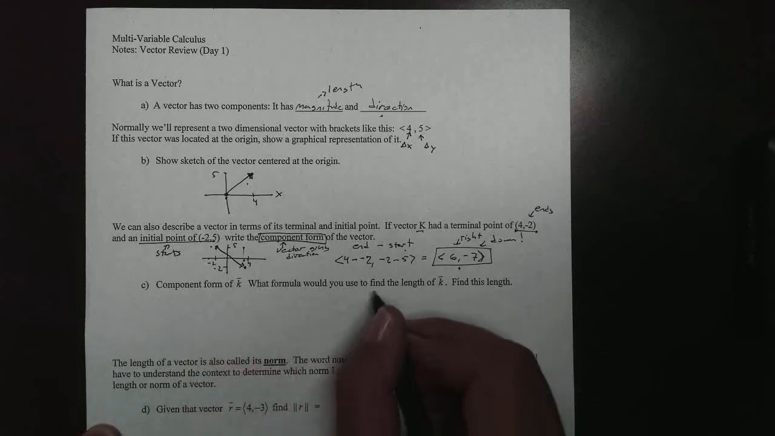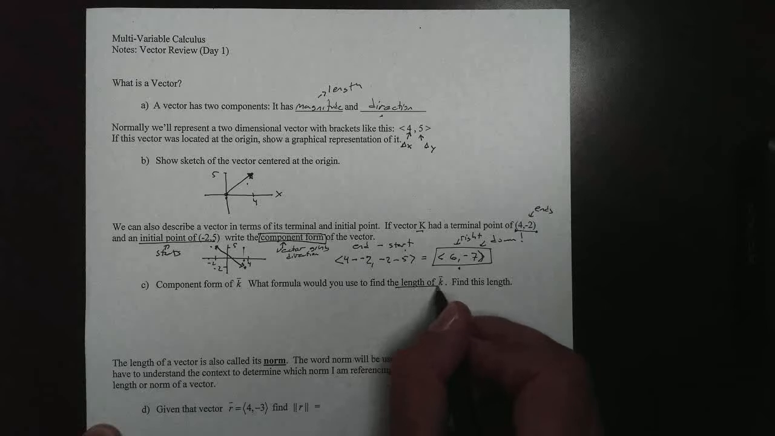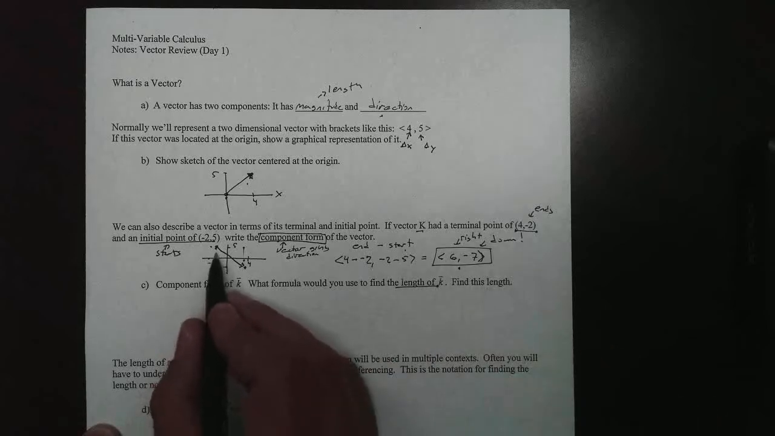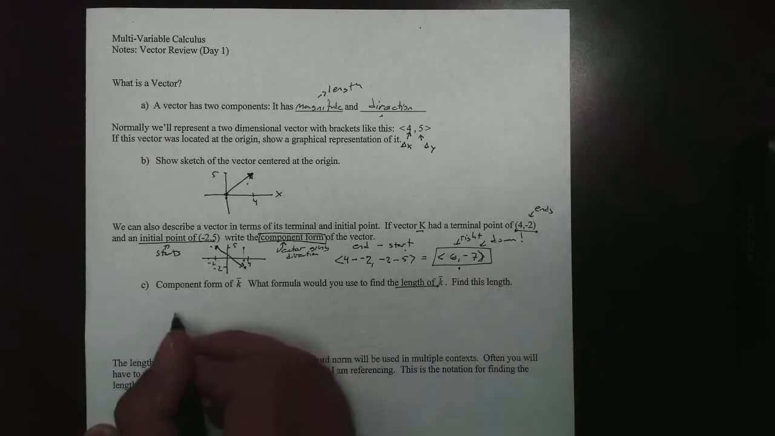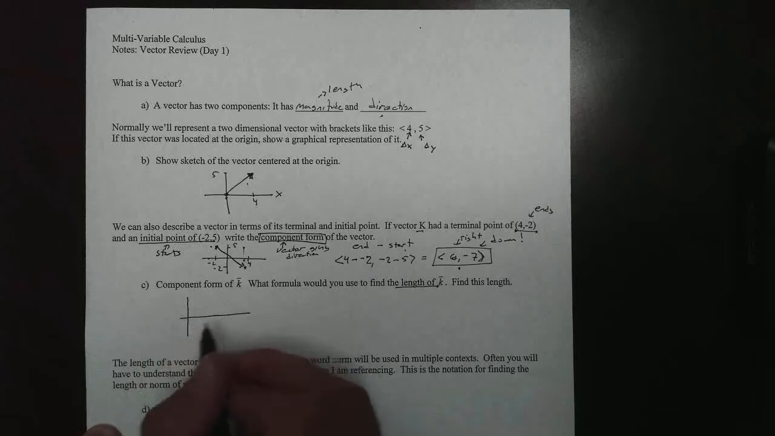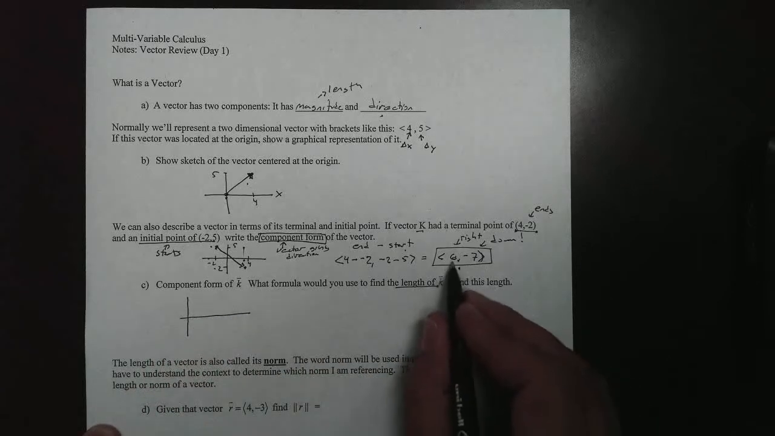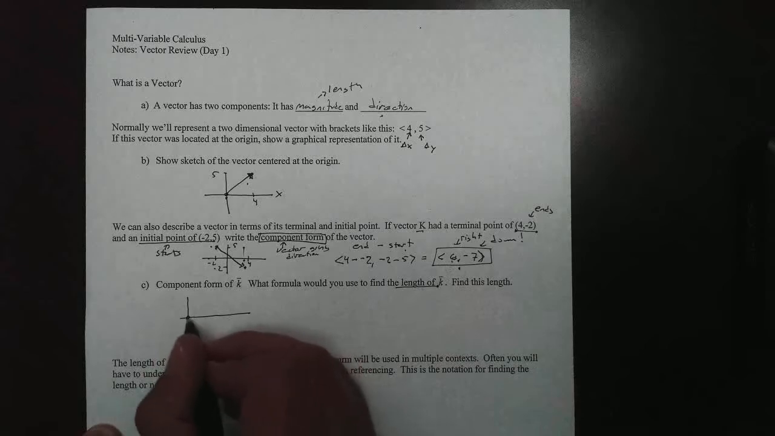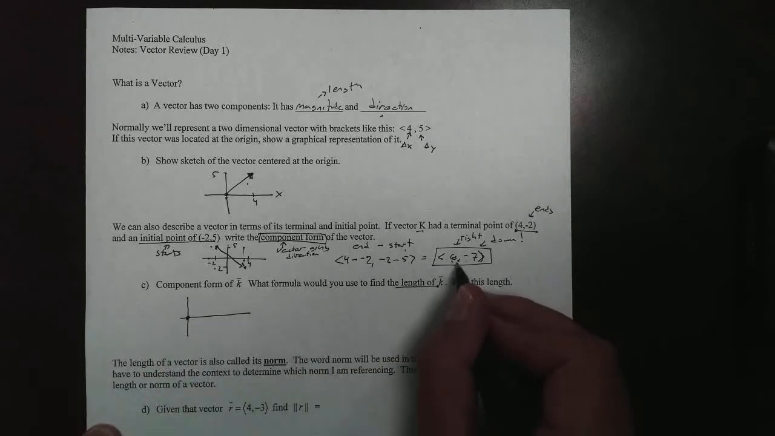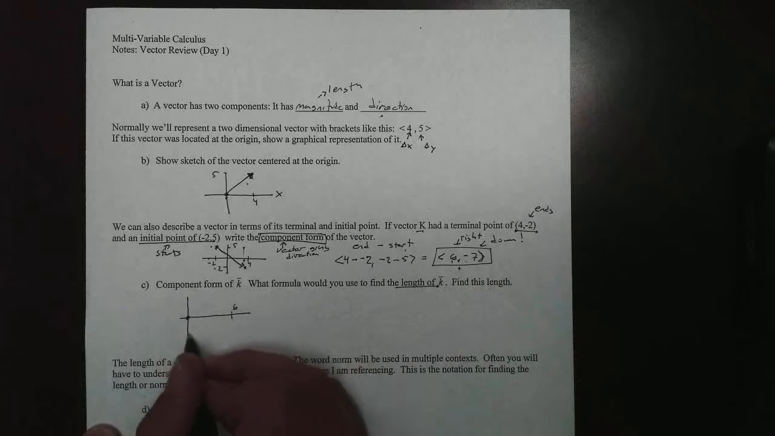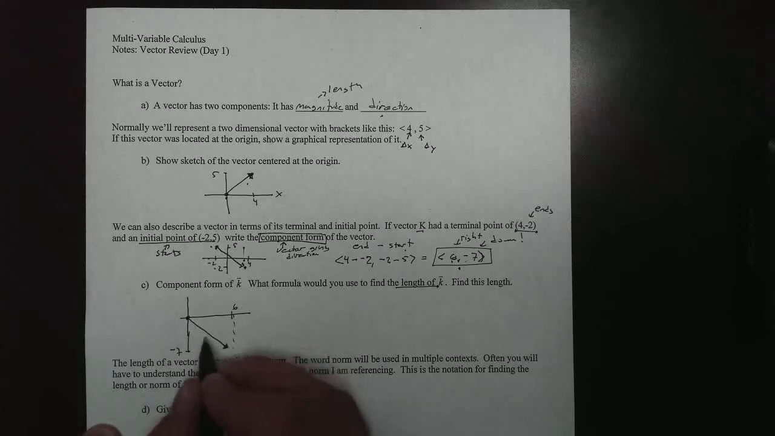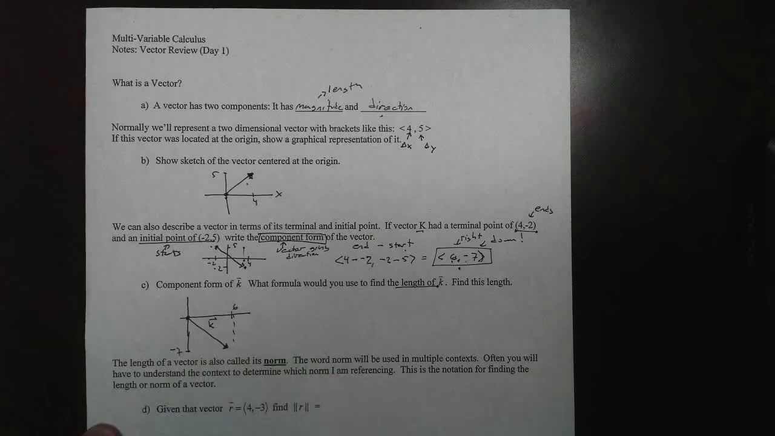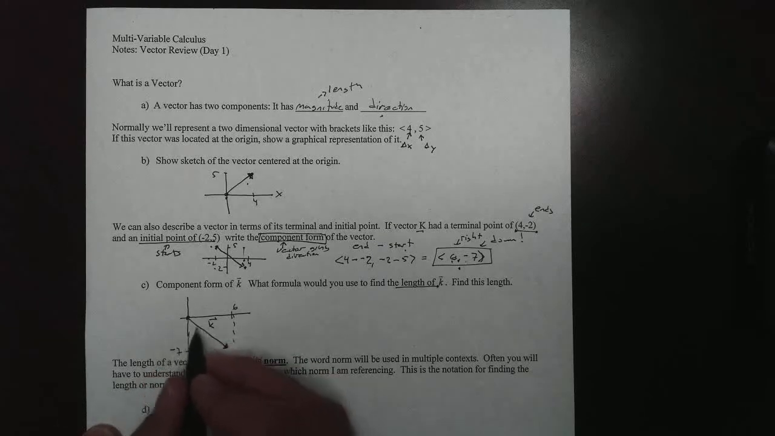Now, if we want to find the length of k, we can go back to our drawing, and this is just the Pythagorean theorem. You can think of your component form as what if we started at the origin? Then my vector says we're going right 6, down 7. So it would look something like this. How can we find the length of this vector? We'll call this vector k hat. If I want to find the length of that vector, it's simple.